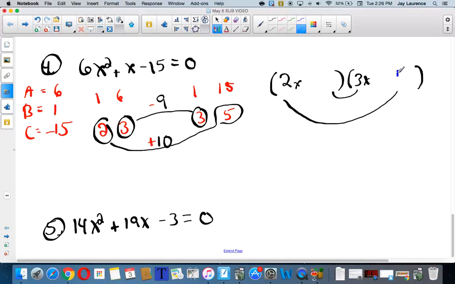Now when I multiply that, I get 10, don't I? And I want a positive 10, so I know it needs to be a positive 5. What did I multiply the 3 by? Well, another 3. So this 3x gets multiplied by a 3. I want it to be a negative, so it'll be a negative 3. Why do I want it to be a negative? Because of that negative 9 right there.